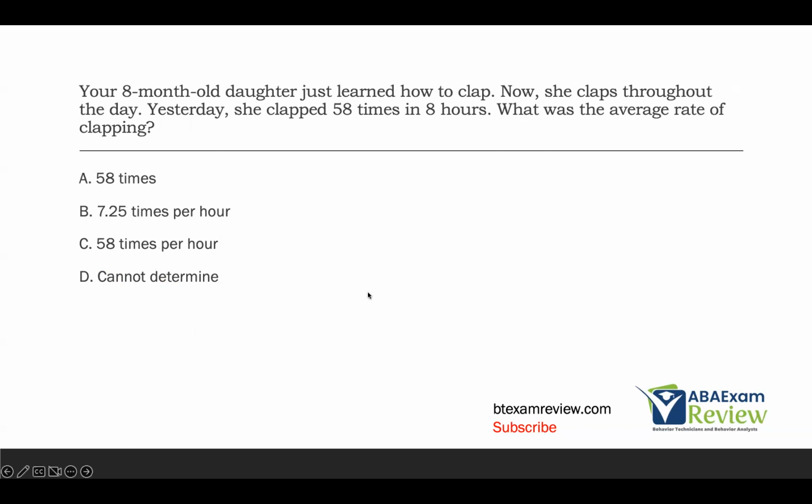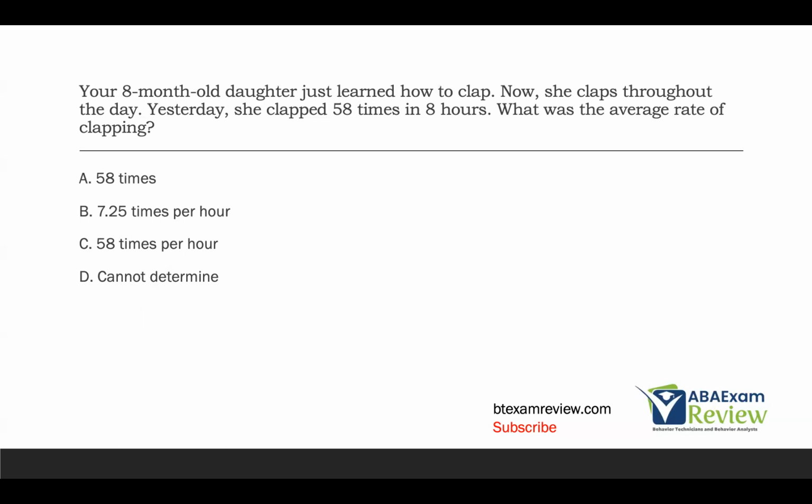Okay, we're looking for an average rate question. So how do we find rate? Anytime you get a rate question, that's what you have to ask yourself: what is that ratio we're looking for? Well, rate is simply frequency with a time component. So to find rate, you just put your frequency over your time. In this case, our frequency is what? Well, she clapped 58 times, so our frequency is 58, and our time is 8 hours. So our rate is technically 58 times in 8 hours. Now, if we want to find an average, we can just divide our frequency, 58, by 8, and we'll get 7.25. So our average is going to come out to 7.25 times per hour.